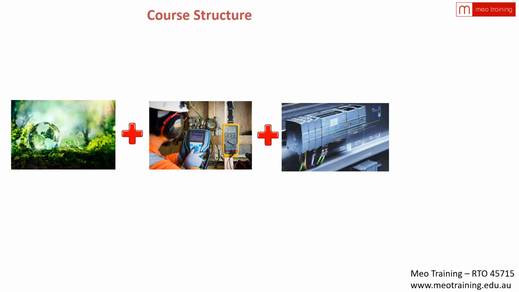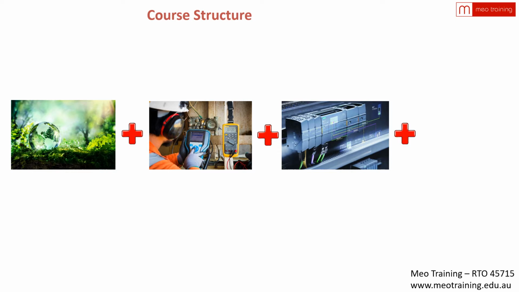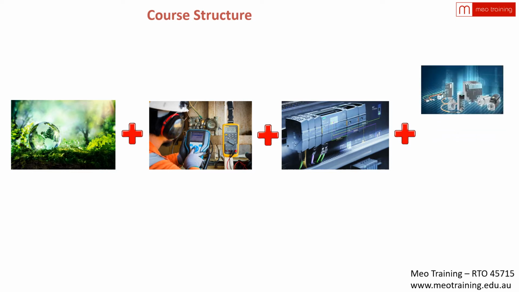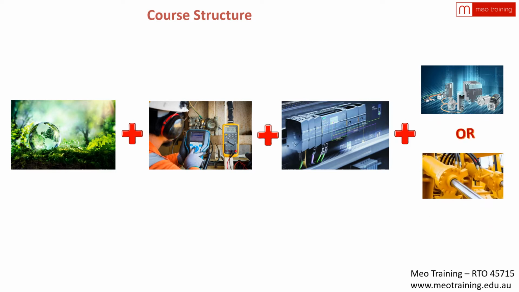You will then learn the basics of PLC programming in the first of the elective units. Finally, for the last unit, students can choose between advanced PLC programming or fluid circuits. In total, the full qualification comprises 11 units.